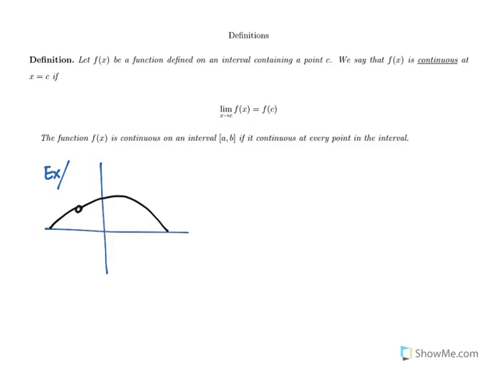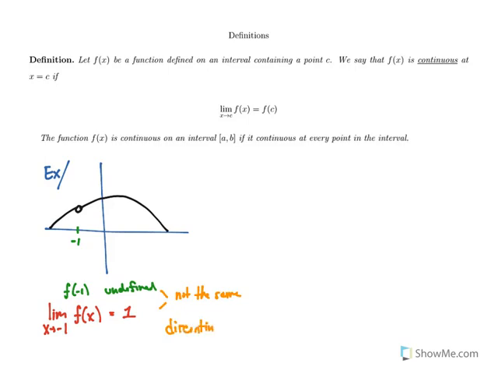That the function value here was not defined at -1. But the limit as x approaches -1 of the function was defined, and that was equal to 1. And since these are not the same thing, we can say that this is discontinuous or not continuous at that point.